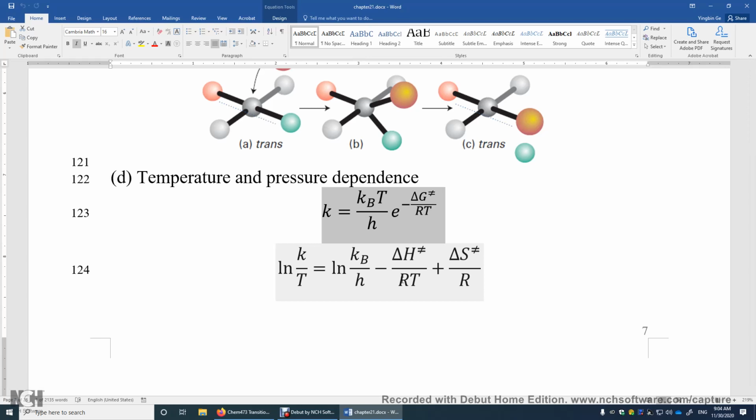So delta G is delta H minus delta TS. At a given temperature, the temperature is constant, the temperature is fixed, then delta TS is T times delta S. That's why this delta G is actually delta H minus T times delta S at a given temperature T. And then you can expand delta G, and then you have this minus delta H double dagger over RT plus delta S over R.